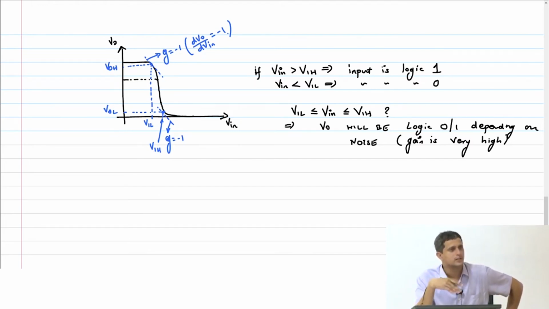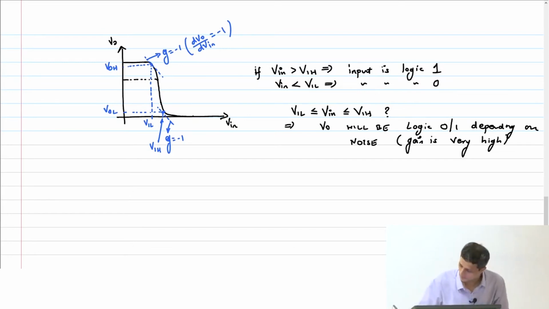Instead of doing all this cumbersome thing, there is another way where we can, with some approximation, obtain this expression pretty easily. I'll tell you what that approximation is right now. So, finding VIL and VIH.